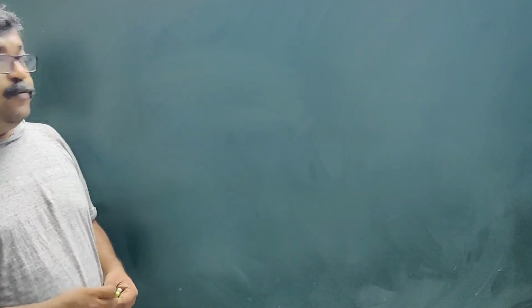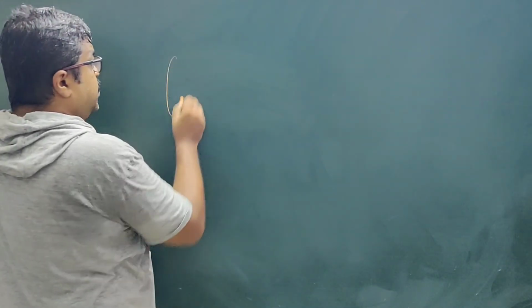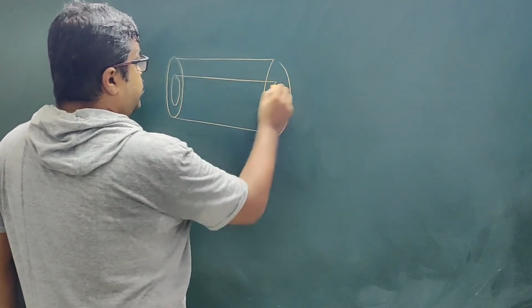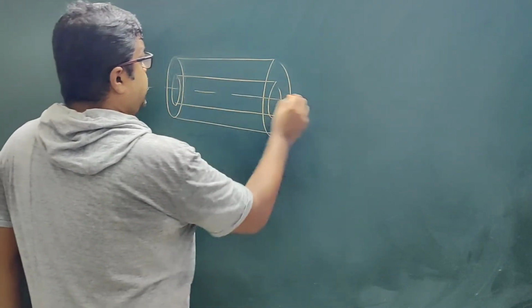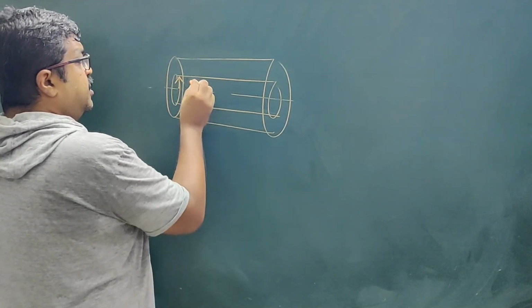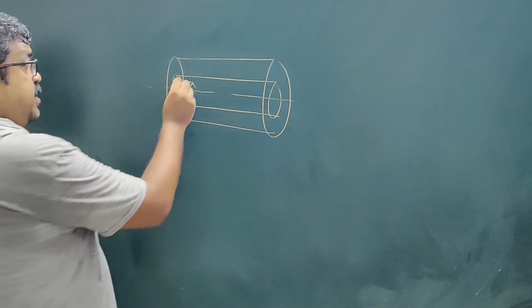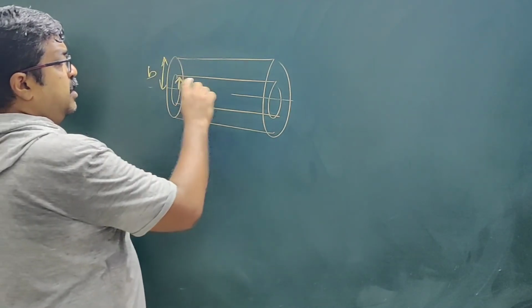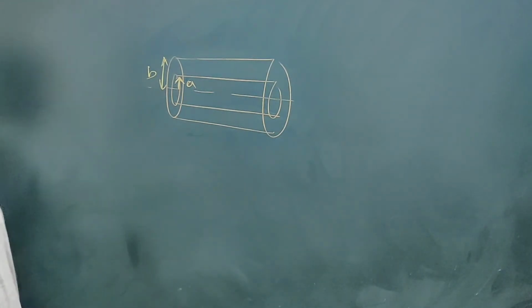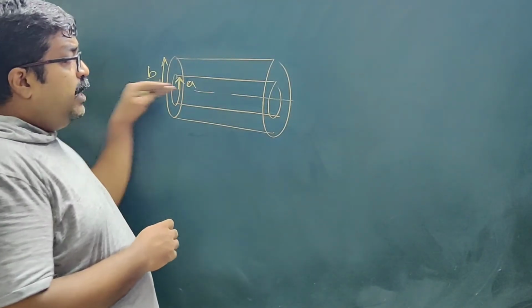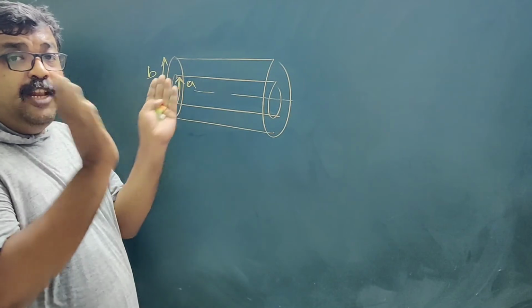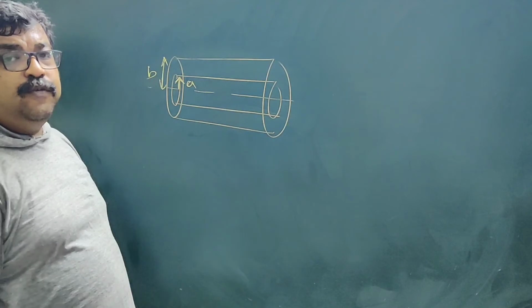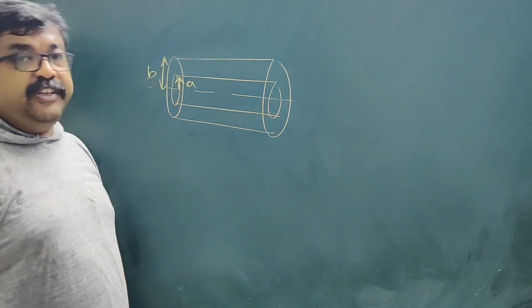Achha, next, suppose we have again a cylinder whose inner radius is a, and this is the axis. The outer radius is b. This part is hollow. But now the current is not flowing like this, the current is flowing in the radially outward direction. So if there is a radially outward flow of current, what will be the resistance?